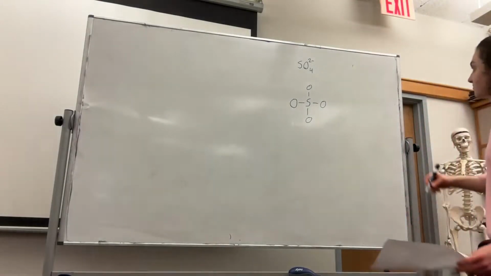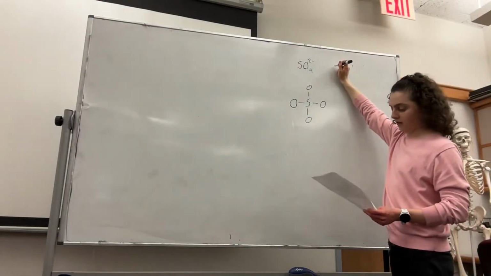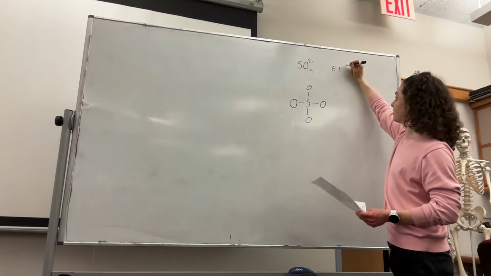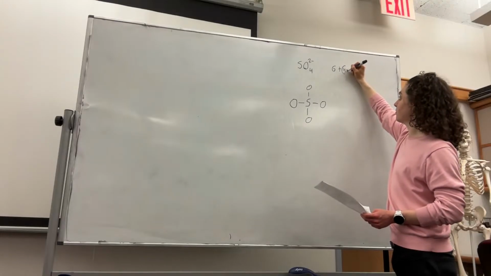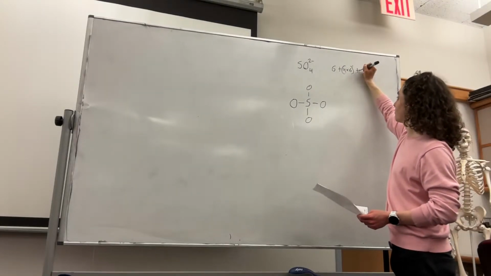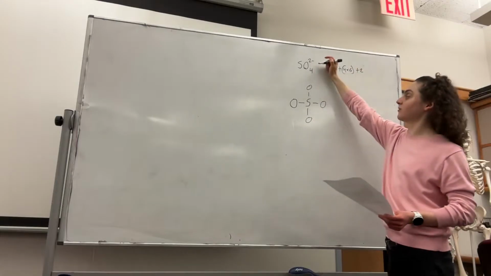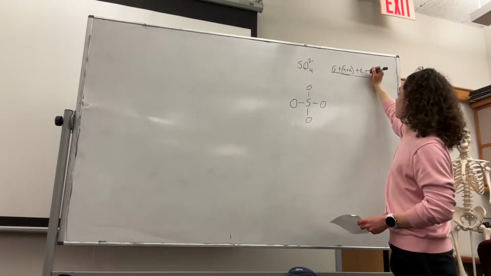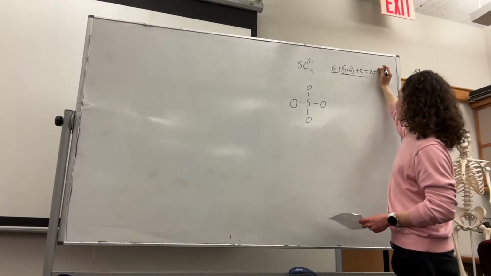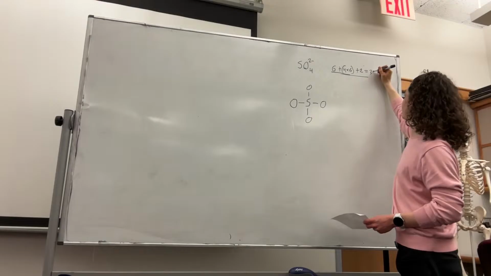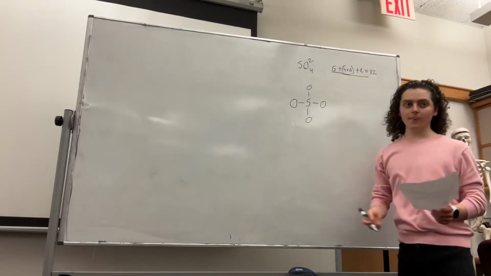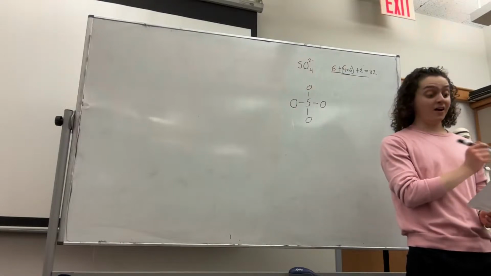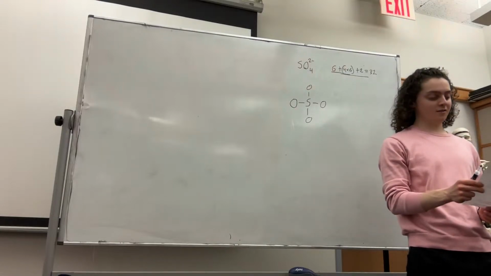We have sulfur, which is 6, oxygen, which is 6, and there's 4 of them. So it's going to be 4 times 6, and then plus 2 extra, because it's a -2 ion. So totaling all of this is going to be 32, because it's 6 times 5, and then plus 2. But first, how did I find that there were 6 electrons in oxygen? I counted the tall rows.